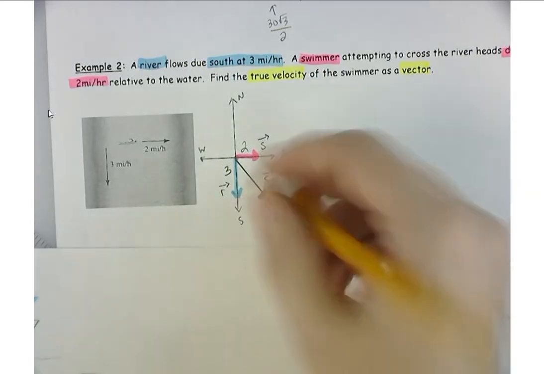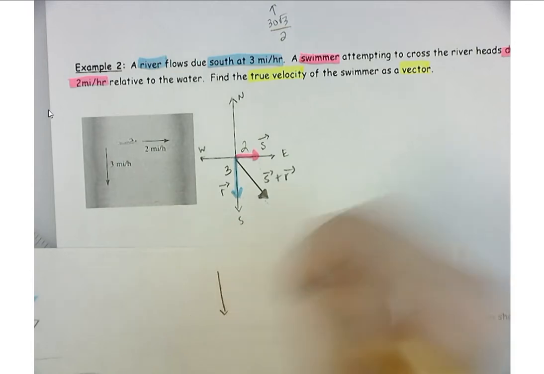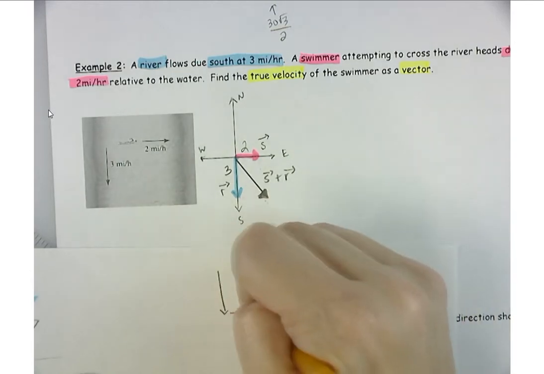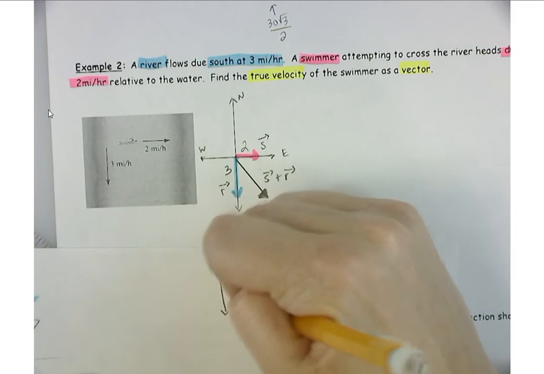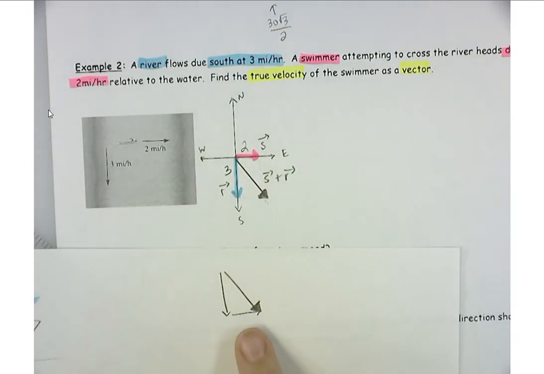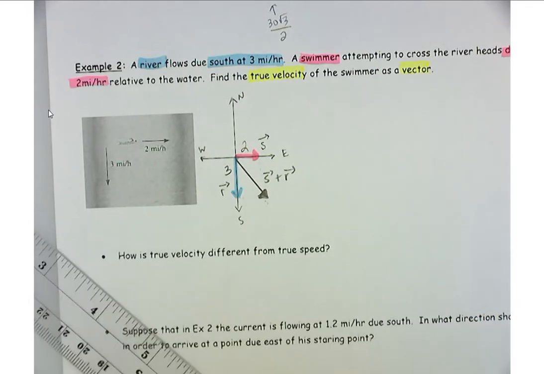So if you were in physics, you would do the river is going down, your swimmer is going this way, and then you'd get your resultant force here. Okay, and if you want to do it like that, that's perfectly fine. All right, so what we have to find is the true velocity.